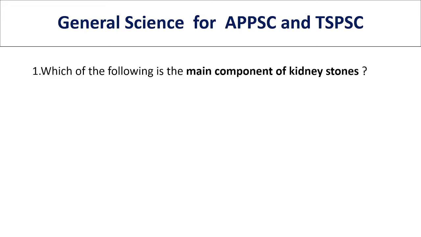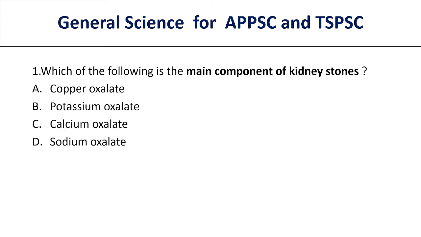In this video, we'll be discussing general science related questions which are important for APPSC and TSPSC exams. So let's start. Which of the following is the main component of kidney stone? The options are copper oxalate, potassium oxalate, calcium oxalate and sodium oxalate. And the answer is calcium oxalate, the main component of kidney stones.